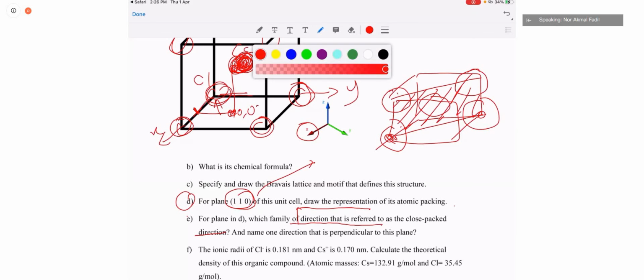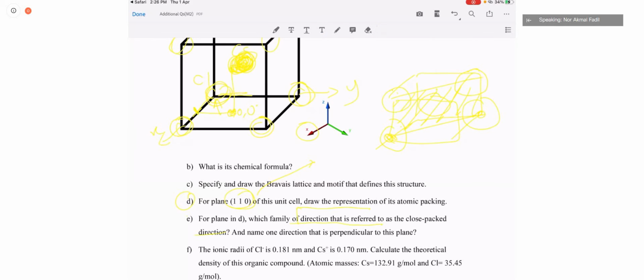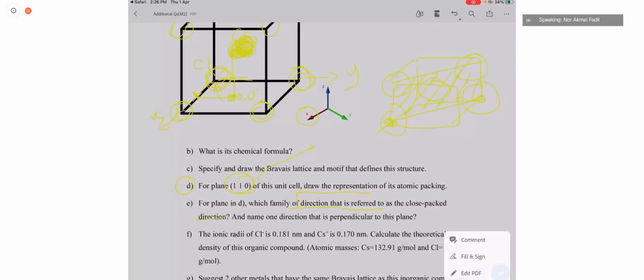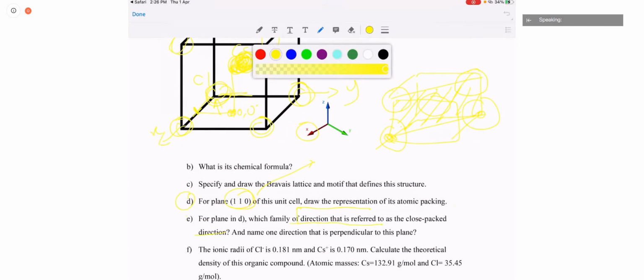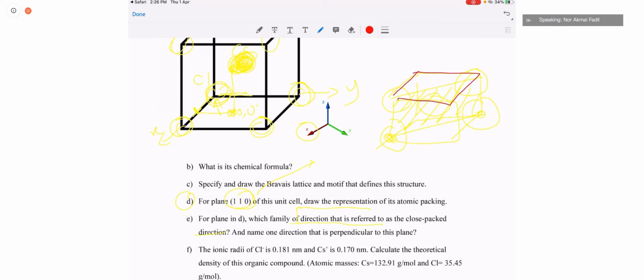For example, if we take a look at this plane, it contains 1, 2, 3, 4. It is not packed enough. Close pack is the one plane in yellow. So for plane D, 110, it looks like this because of the infinite intercept in the Z direction.